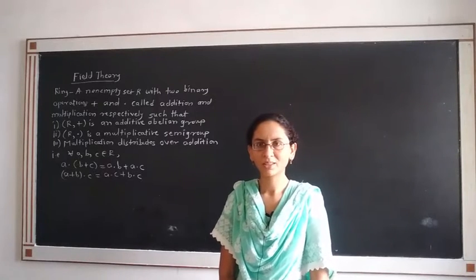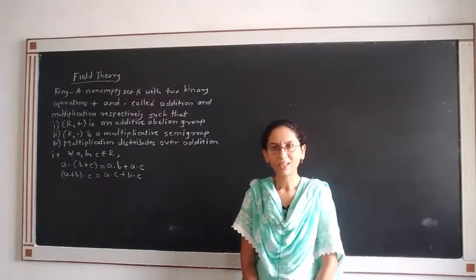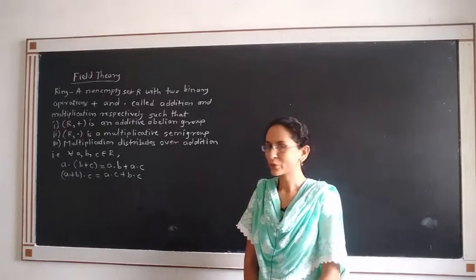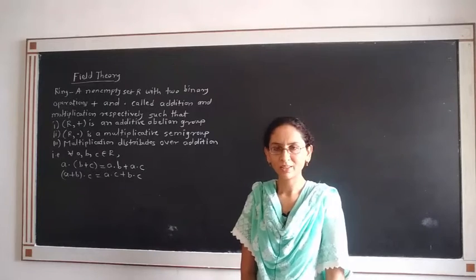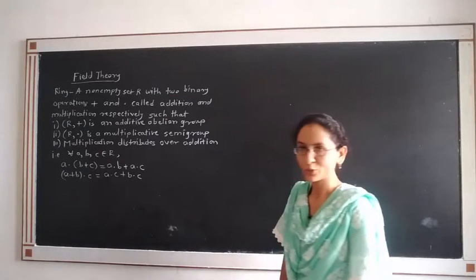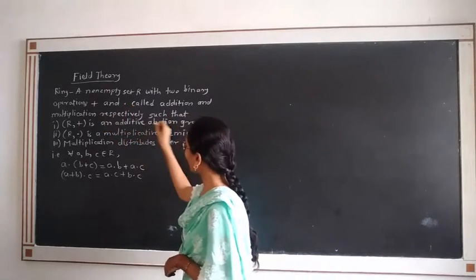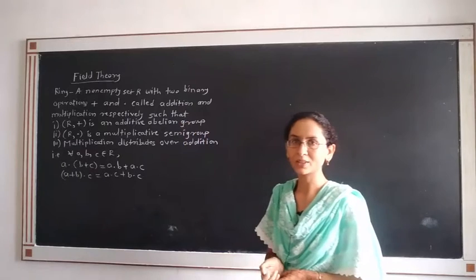Hello students, today we will discuss the definition of field and example of field. Before going to the definition of field, see the definition of ring. A non-empty set R with two binary operations, addition and multiplication, is called a ring if it follows three rules.